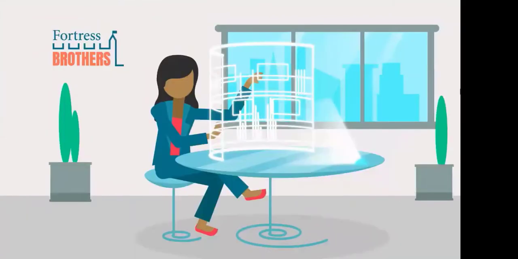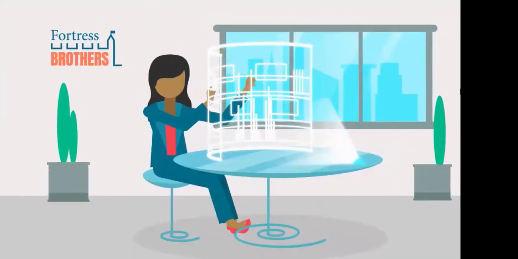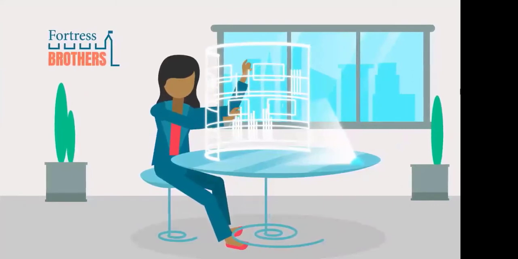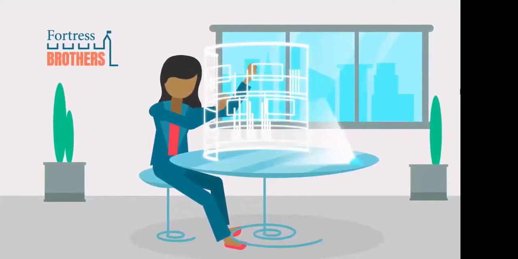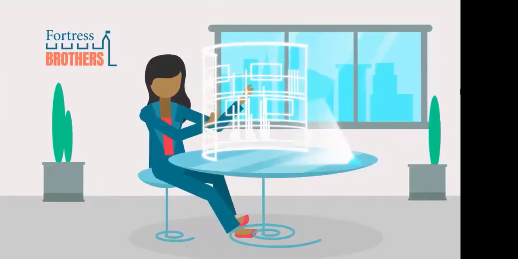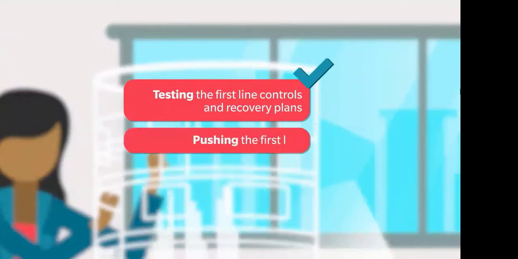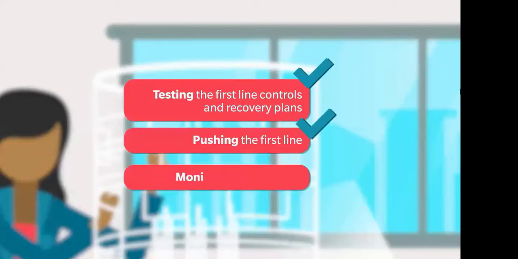Allison is the Chief Resilience Officer at Fortress Brothers. She is responsible for preventing and recovering from threats, including malicious attacks, physical and digital. Allison is the second line of defense, and her remit is to mount an expert-led challenge on the first line, testing the first line controls and recovery plans with detailed simulated threats. For example, rebuilding the bank's critical infrastructure from scratch, pushing the first line to learn from their near misses, monitoring intelligence from the FS Alliance to jointly respond to systematic threats.